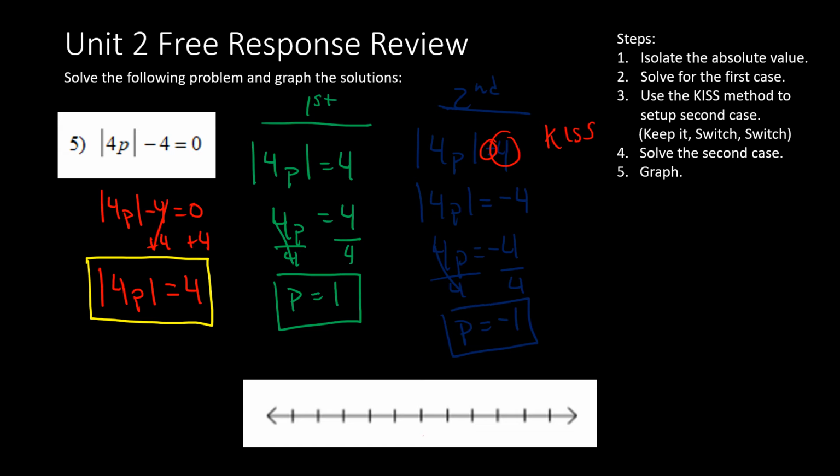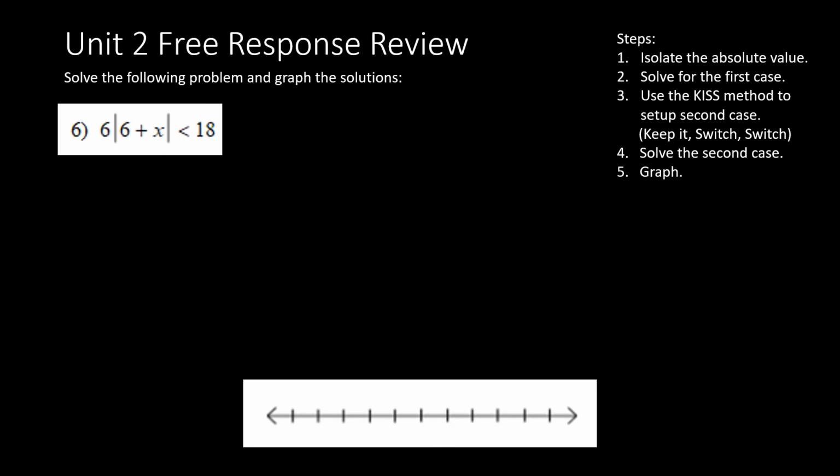So let's go ahead and graph it. We put our 0 in the middle. Our first point is at 1, closed point. Our second point is at negative 1, closed point. And that's it, guys, for solving these absolute value equations with one variable. These are all with the equal sign. So now let's go ahead and move on to some inequalities.